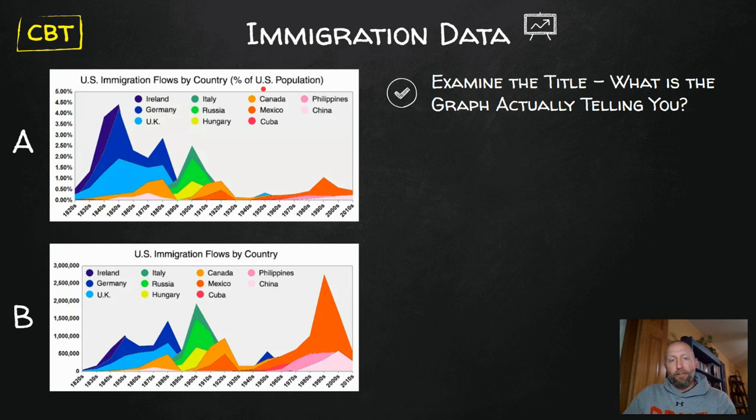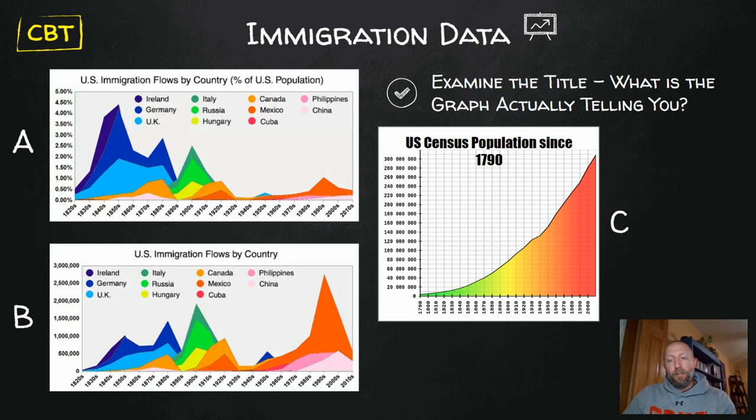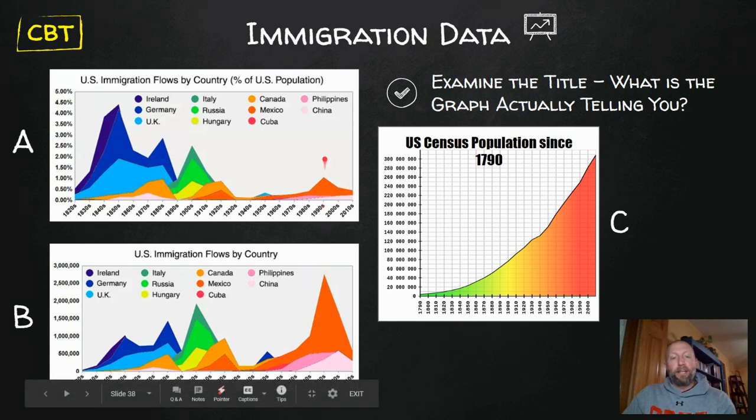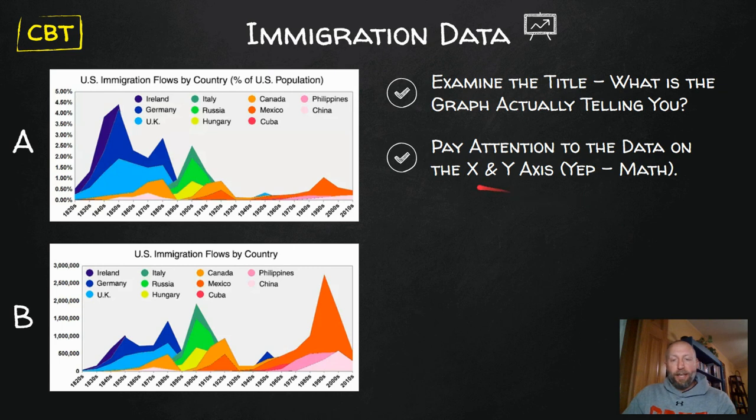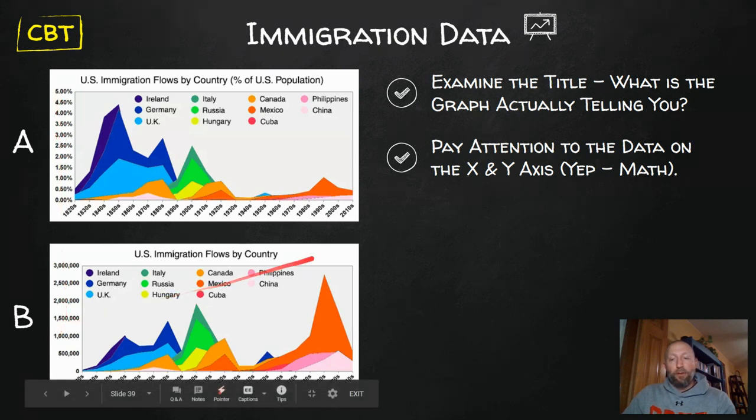So sometimes you have to find a third graph or actual more information about the subject. So I pulled this graph up. We'll call this graph C. And you can see why this number looks huge here, but when I compare it to a percentage of the United States population, it's not as much because obviously the population of the United States is growing. So you really have to understand what the graphs are telling you before you can dive too deep. You should pay attention to the X and Y axis, okay? In this case, it's years, and in this graph, it's percentage, but in this graph, it's total number of people. So yes, you're going to use a little bit of math today in social studies.